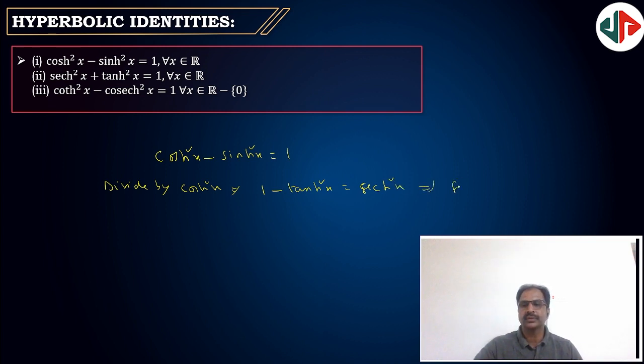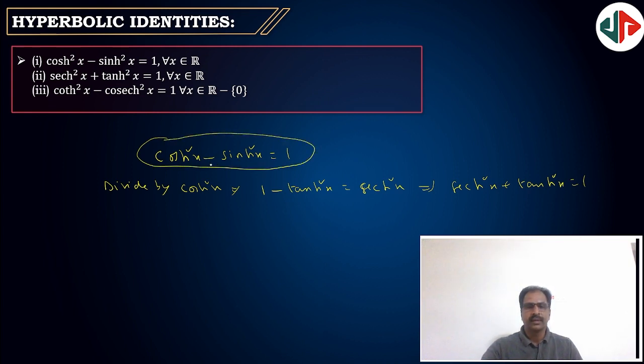So from this, secant h square x plus tan h square x will be 1. So this is the first identity. And if you divide that identity by cos h square x and simplify, you will get the second identity like this.